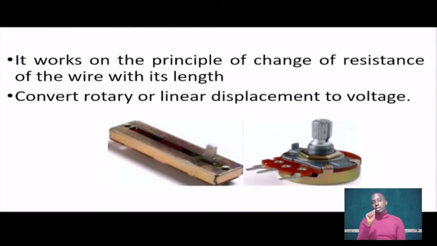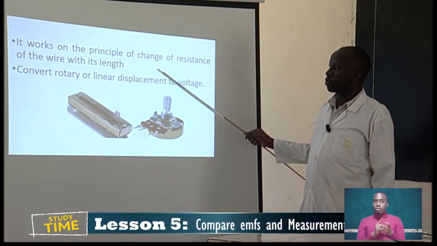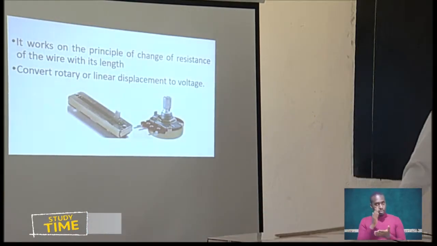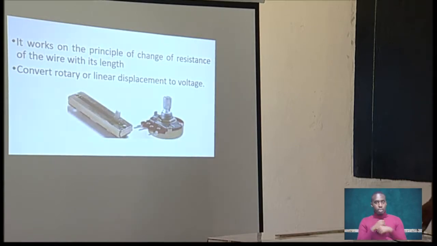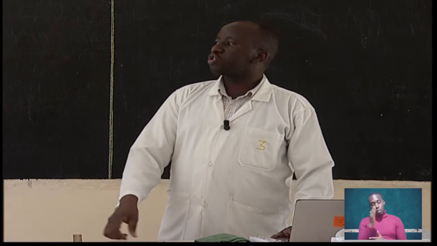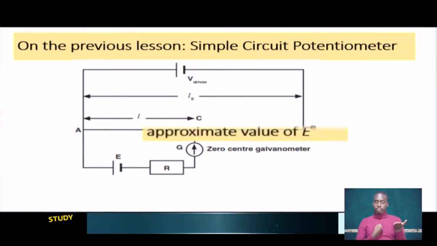This is another point that we are having right now. But for this one, we have said that it works on the principle of change of resistance of the wire with its length. So I think we now have to make a very simple demonstration with the material that I have in front of you. In the previous lesson, we had the simple circuit potentiometer. That is the point we discussed last time.